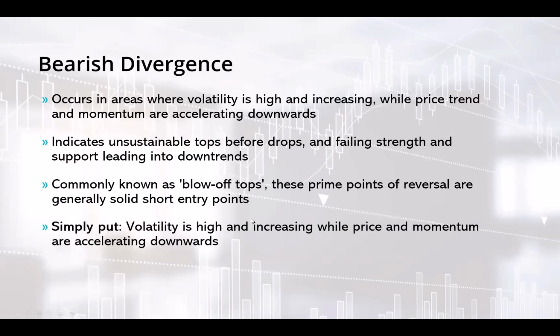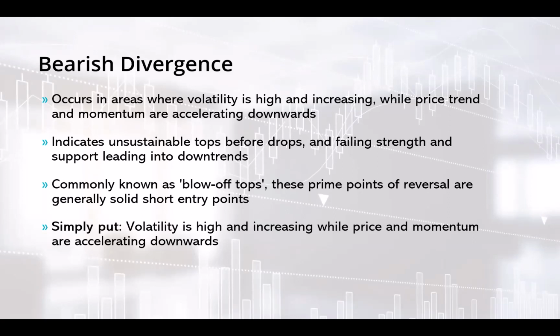For bearish divergence, it's exactly the opposite. So we have bearish divergence when volatility starts to increase and is relatively high while price is decreasing. Again, we have a discrepancy. Our volatility indicator tells us it's going up, there's an increase, price is going down, they don't agree.